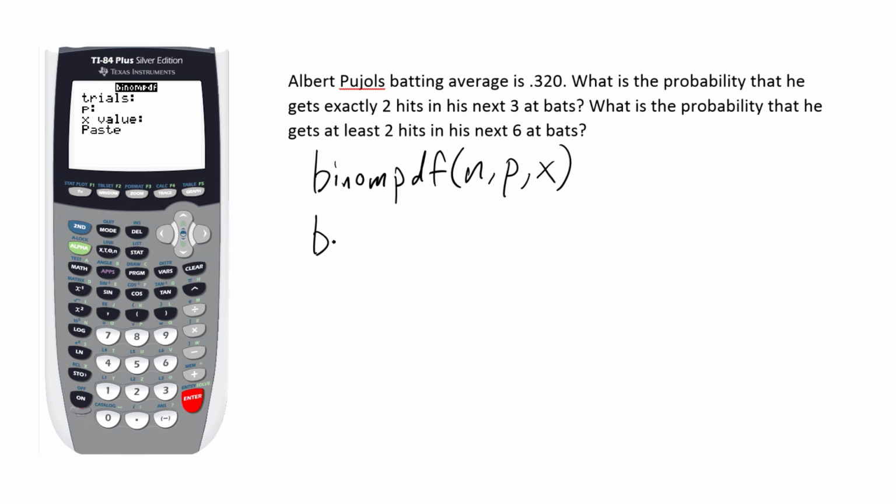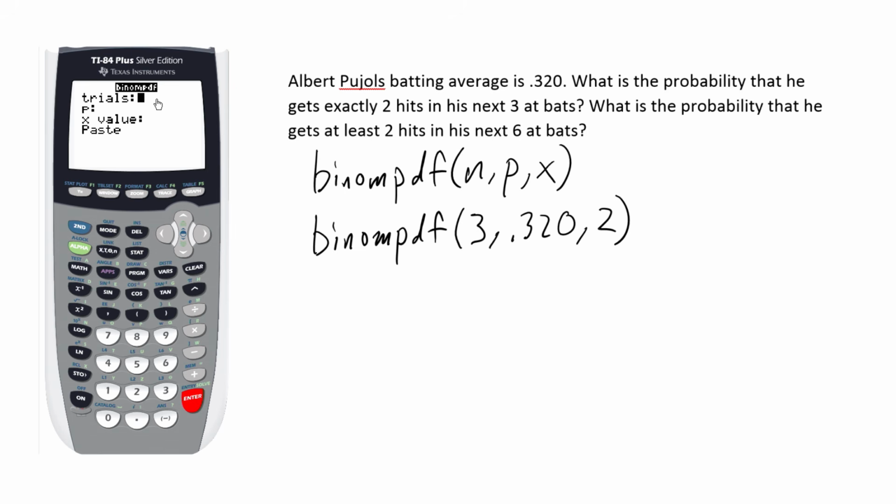So what we'll do is binom PDF with 3 trials, since Albert's going to bat 3 times, a probability of .320, and a number of successes of 2. So if you don't have the menu option, you'll be typing it in exactly like that with a comma in between each of those 3 numbers. The comma, as a reminder, is right above the 7 key on your calculator.